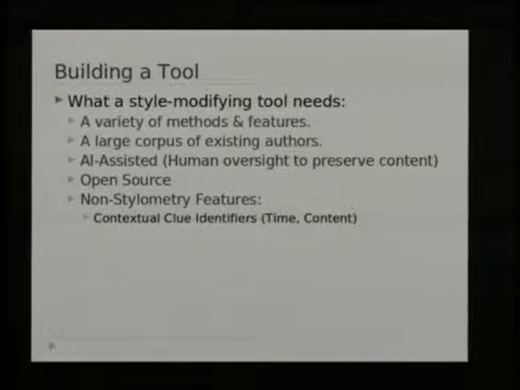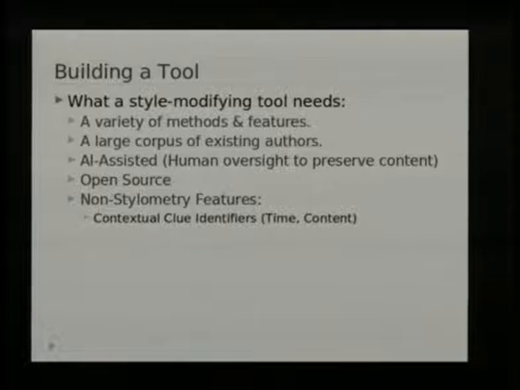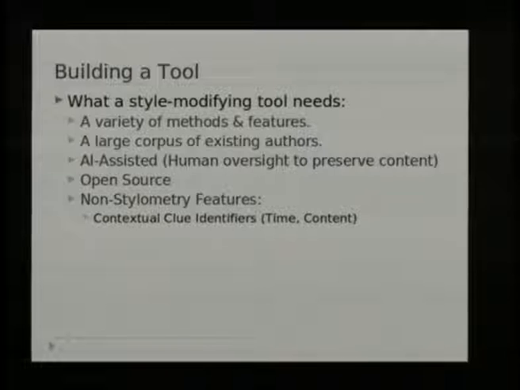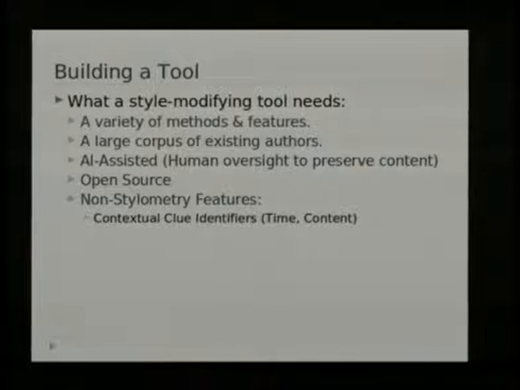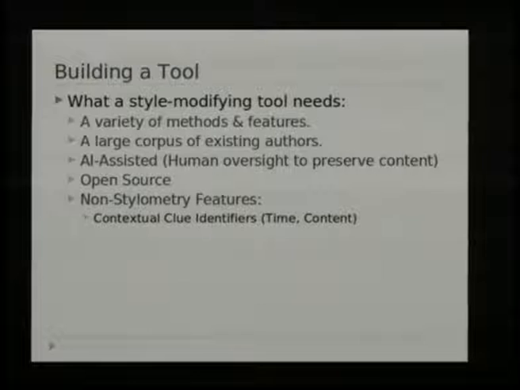So what would one of these tools need? First of all, we need a variety of methods and features, and the ability to constantly add new methods and features into it to test for authorship recognition on a variety of levels. We would need a large corpus of existing authors, so you can test your writing against a very large set of data. It should be AI assisted. We believe that you would need some sort of human oversight to preserve the content.